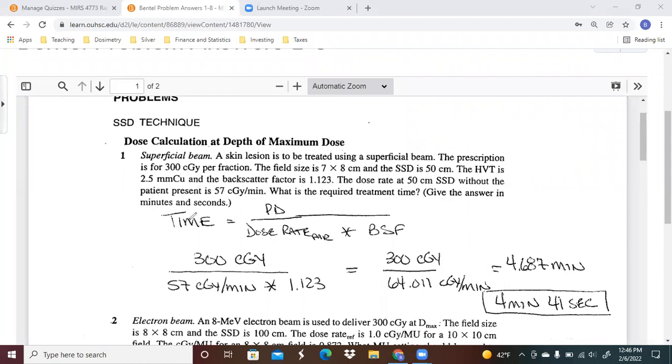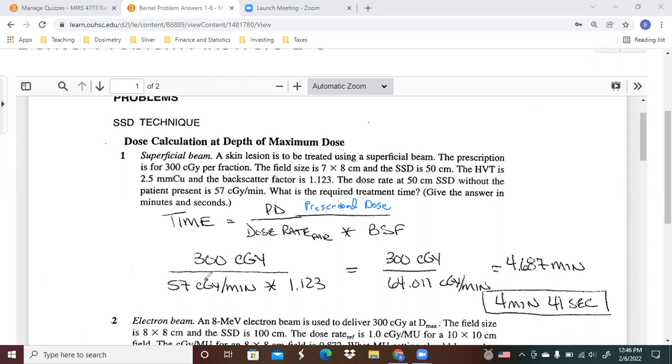In order to figure out the time here, you'll need the prescribed dose, and that's going to be divided by the dose rate in air, multiplied by the backscatter factor. So here we have 300, that's what's given to us right here. That is going to be divided by the dose rate in air. Since the patient was not present and they measured the dose rate, this is what it is. And then the backscatter factor is going to be 1.123. So we put all of that information in.